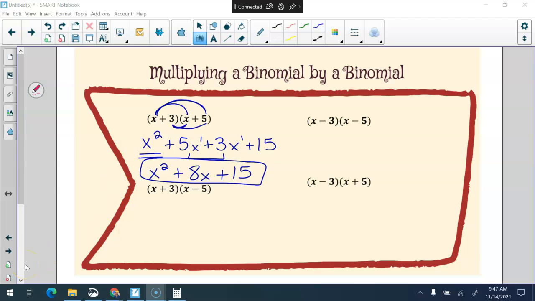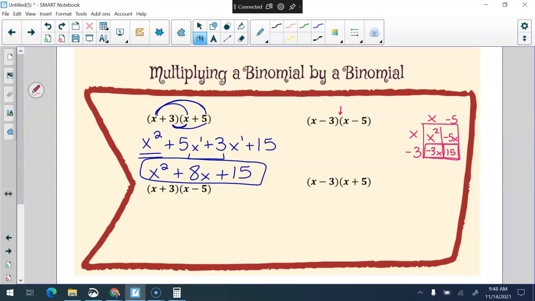For the second example, I see that there's multiplying, so I'm going to use the box method this time to organize my multiplication. So I have x minus 3 for one of my binomials, and my other binomial I have an x minus 5. All right, let's fill in the box by multiplying x times x. We keep the base and add the exponents. -5 times x is -5x. -3 times x is -3x. And -3 times -5 is +15.